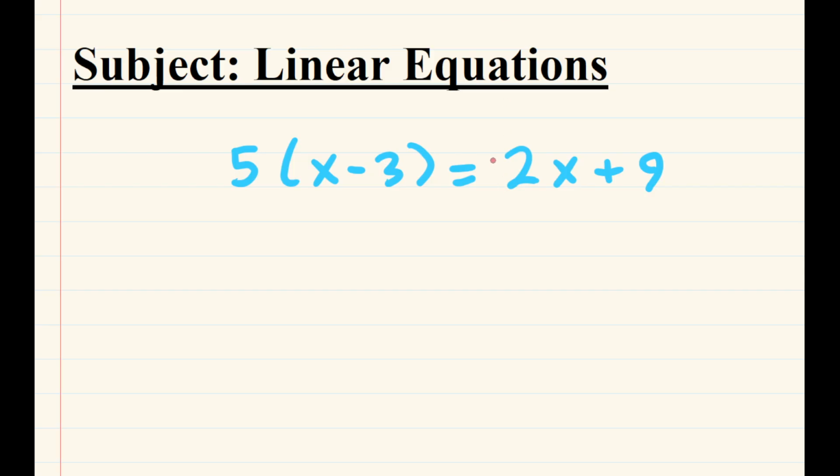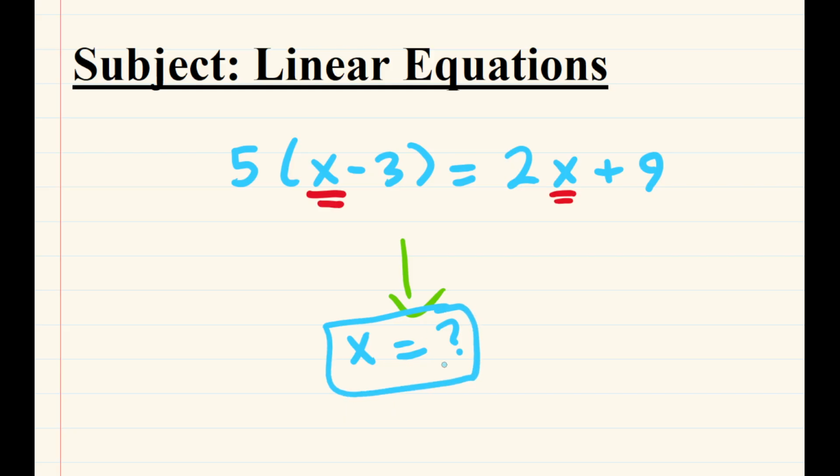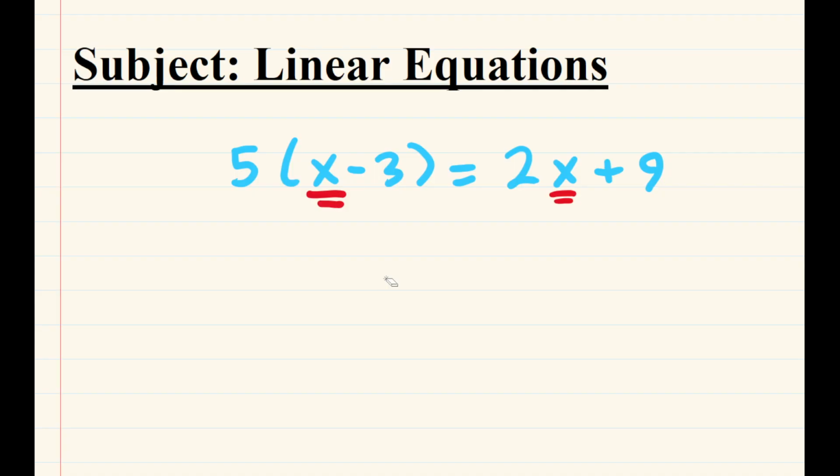Now, before we begin solving it, we have to realize what our goal is. Our goal is to isolate the variable. And what is the variable in this case? Well, it's x, the letter in this equation. And there's also another x on the right side of the equal sign. So we have two x's, and our goal at the very bottom of this is to get x equal to some number. That is our goal. That's how we solve for x. So in order to do that, we have to get x by itself and isolate it on one side of the equal sign. So that's what we're trying to do.